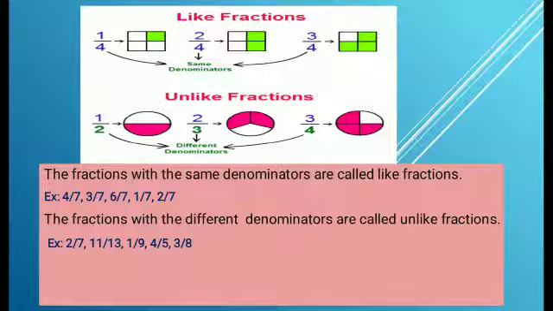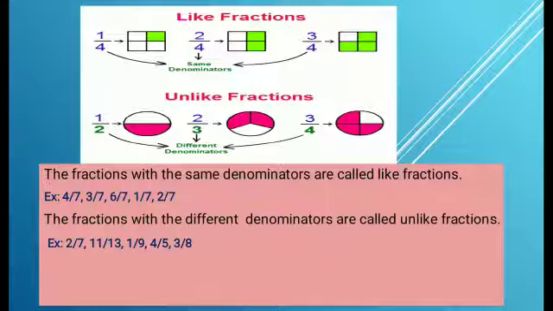Like and unlike fractions. The fractions with the same denominator are called like fractions. Example: 4 upon 7, 3 upon 7, 6 upon 7, 1 upon 7, 2 upon 7. Here, all the denominators are the same.